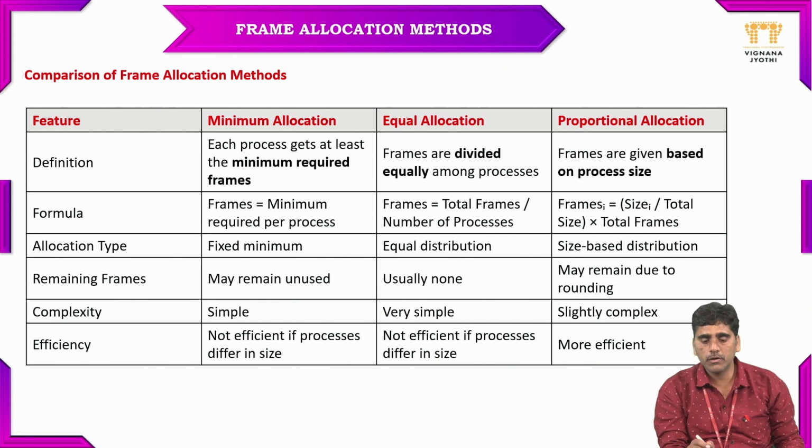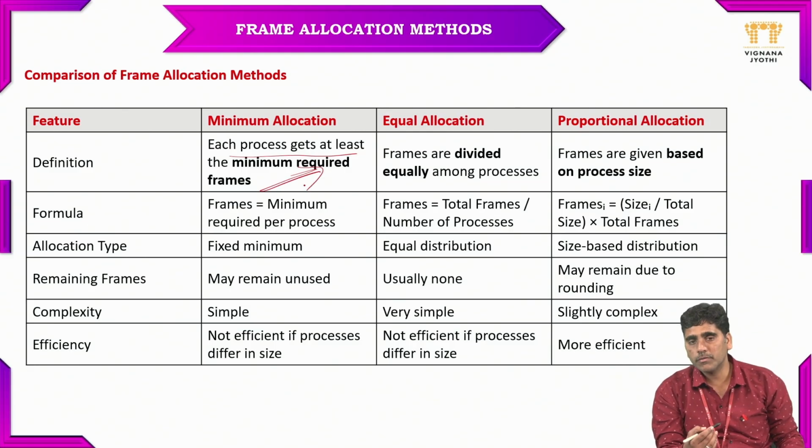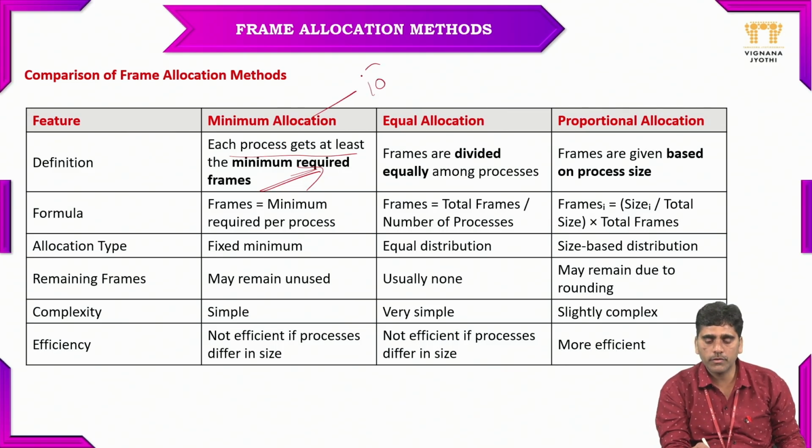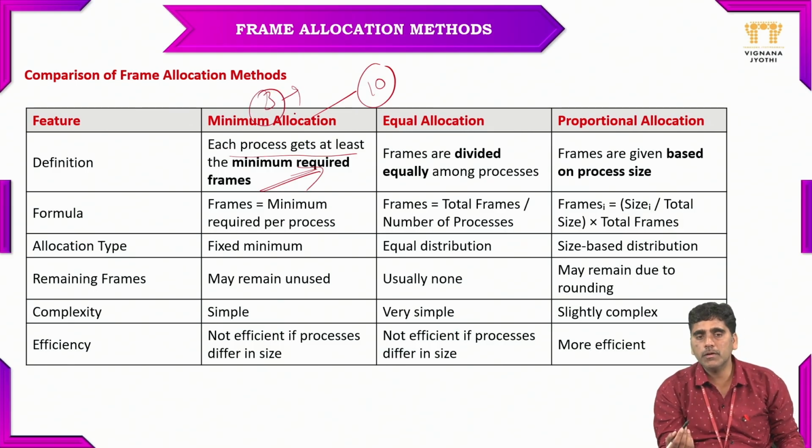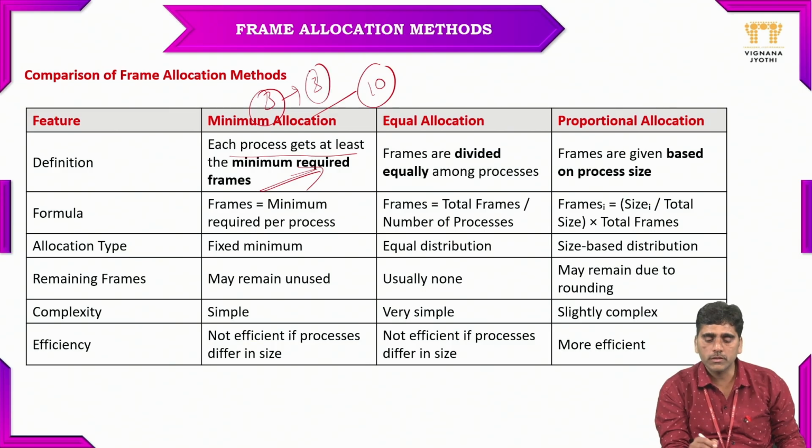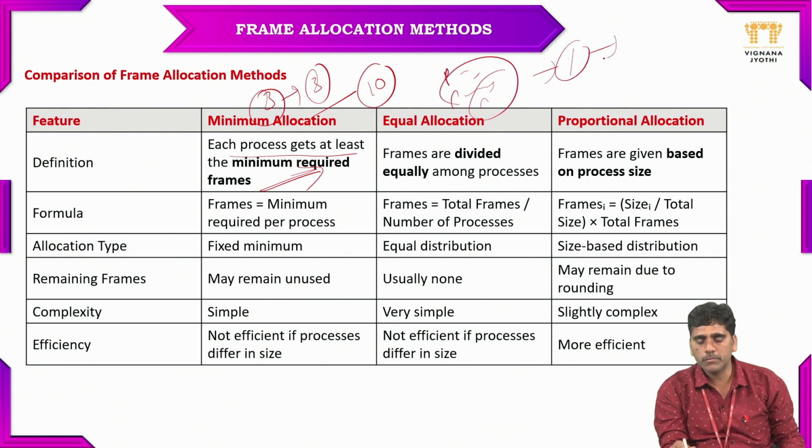So the definition of minimum allocation: each process gets at least the minimum required frames. That means the minimum number is taken from the overall frames. Suppose I have a total of 10 frames and 3 processes, then the minimum number of frames for each process is 3. Then P1 has 3, P2 has 3, P3 has 3, and the remaining 1 frame is empty. Like that, we allocate the minimum required frames.